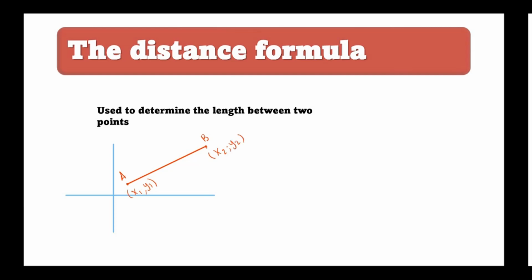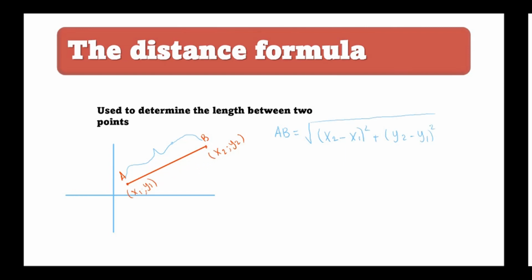To get the distance or the length of this line, we use the formula AB is equal to the square root of (x2 minus x1) all squared plus (y2 minus y1) all squared. This is the formula that we use if you are required to get the length of line AB or the distance from A to B.